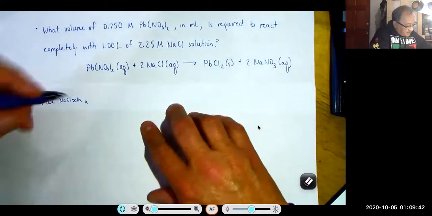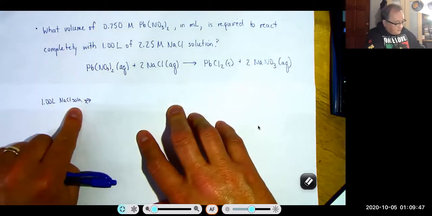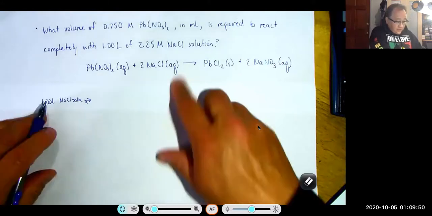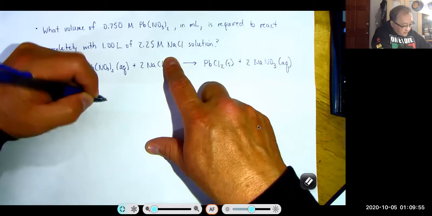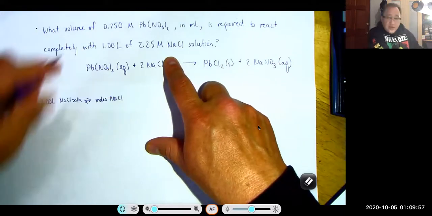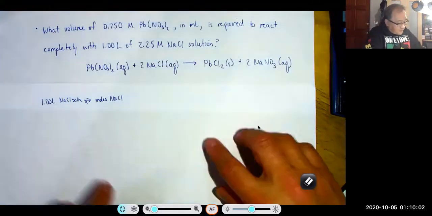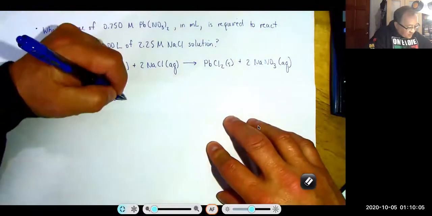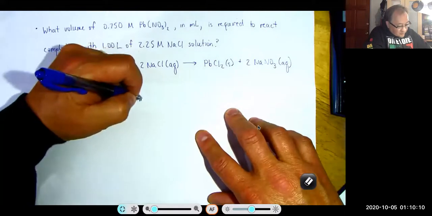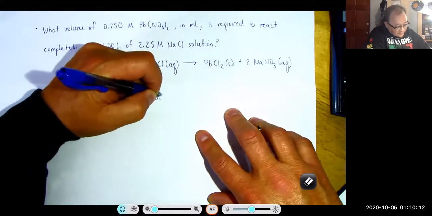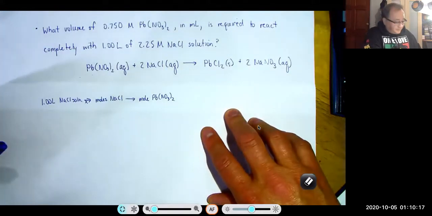So I'm going to write out my little scheme here. I'm going to go from liters of sodium chloride, using this concentration, to moles of sodium chloride, because with this concentration I can go between moles and liters, or liters and moles. Then I can go from moles of sodium chloride to moles of lead nitrate. We should call that lead 2 nitrate, because the charge on the lead ion is a +2.